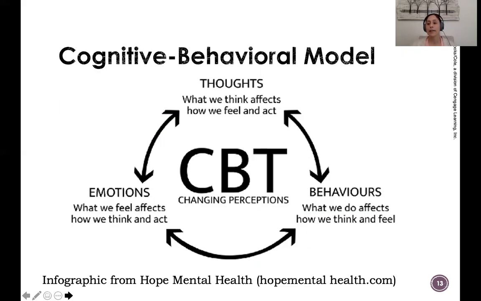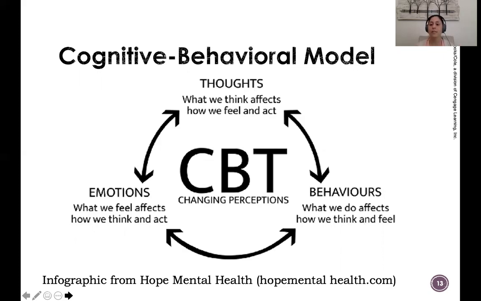So to reiterate it one more time, the cognitive behavioral model suggests that something happens, there's an event, you have thoughts about what happened, you then experience emotions based on your thoughts, and you respond to your thoughts and your feelings with behaviors. This cycle can start at any point, but with CBT, we tend to focus on and start with the thoughts, so changing perceptions, and expect that to trickle down into changes in the behaviors and the emotions.